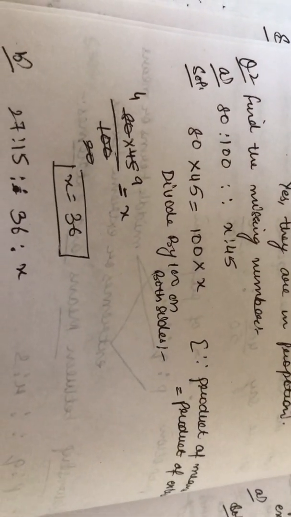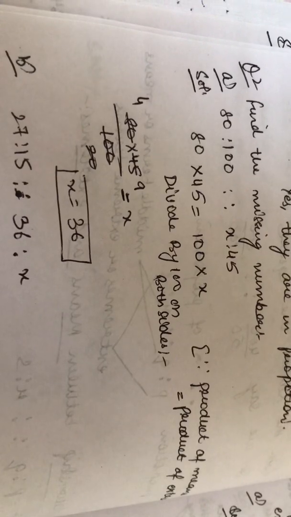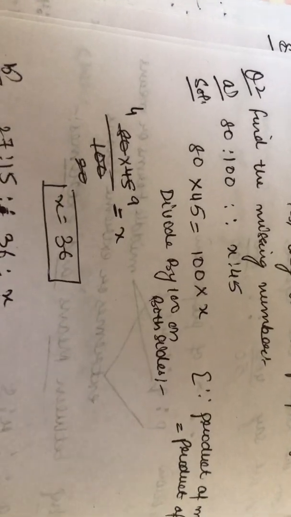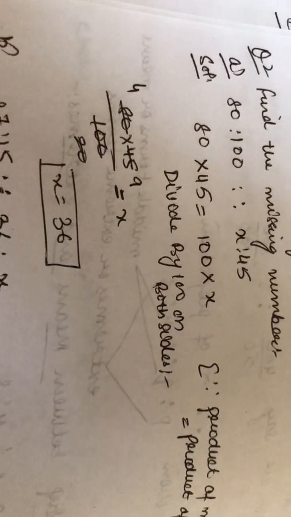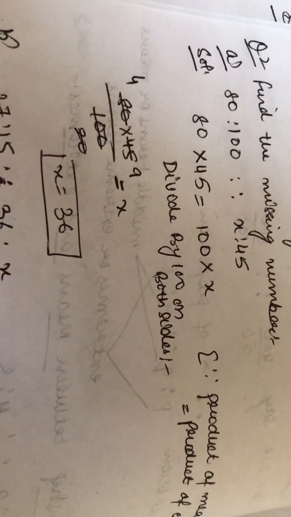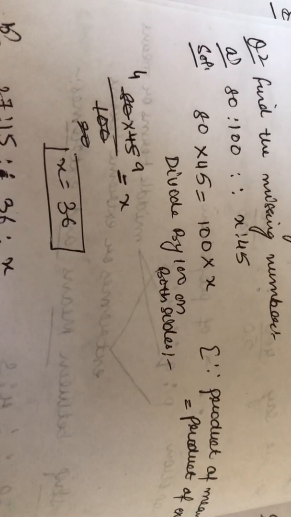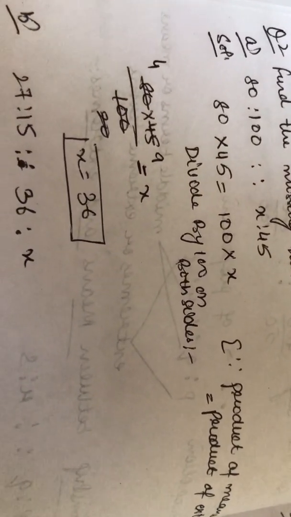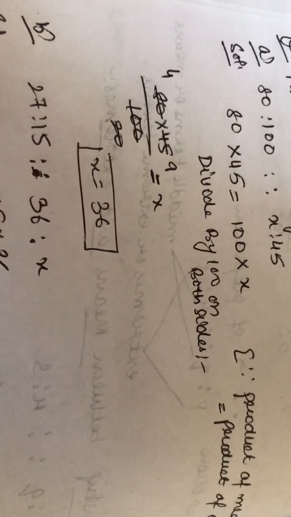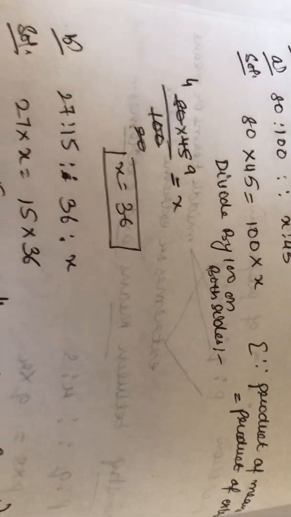Second question is, find the missing number. 80:100 is in proportion with X ratio 45. So we will apply the relation of extremes and middle terms. 80 into 45 is equal to the product of middle terms, 100 into X. So we want to find X. We will take 100 to the other side. It means we will divide by 100 on both the sides. So at the end we are getting X is equal to 36.